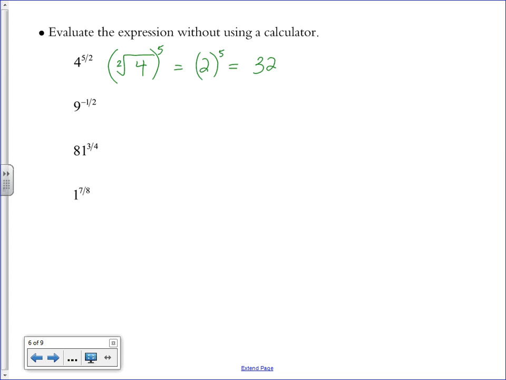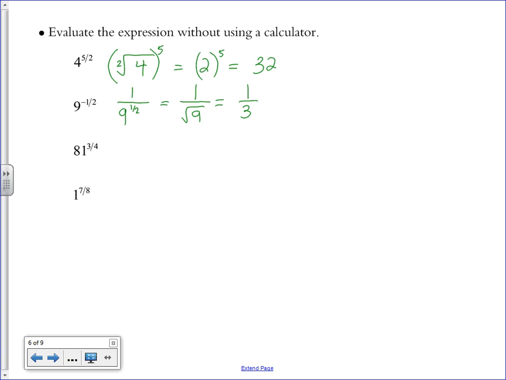On this next one, it also asks us to remember what a negative exponent means. Negative exponents mean flip it, right? It does not mean that the answer will be negative. It means flip it. The answer will be a fraction. So this is the same as saying 1 over 9 to the 1/2 power. We know that the 1/2 power means the square root, right? Because the denominator becomes the root. So this is like saying 1 over the square root of 9. And we know the square root of 9 is 3.